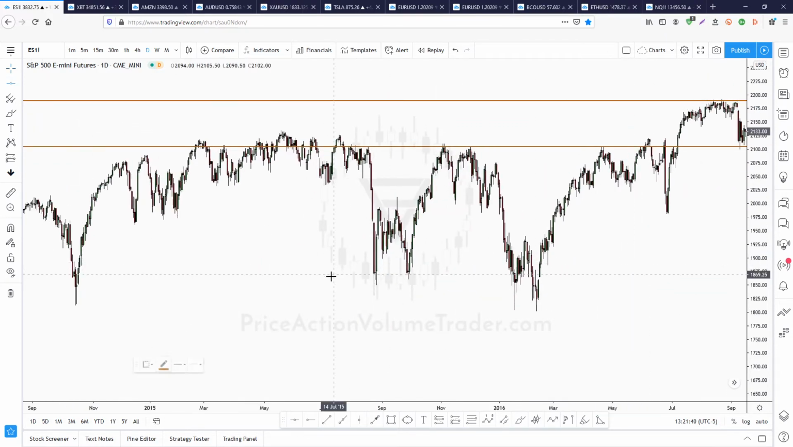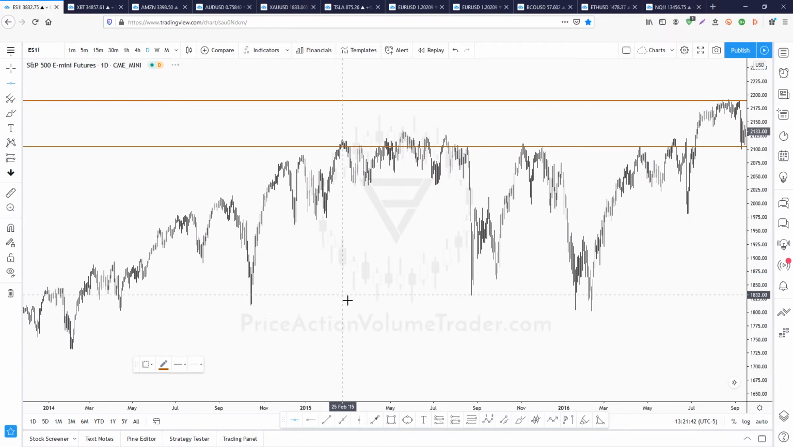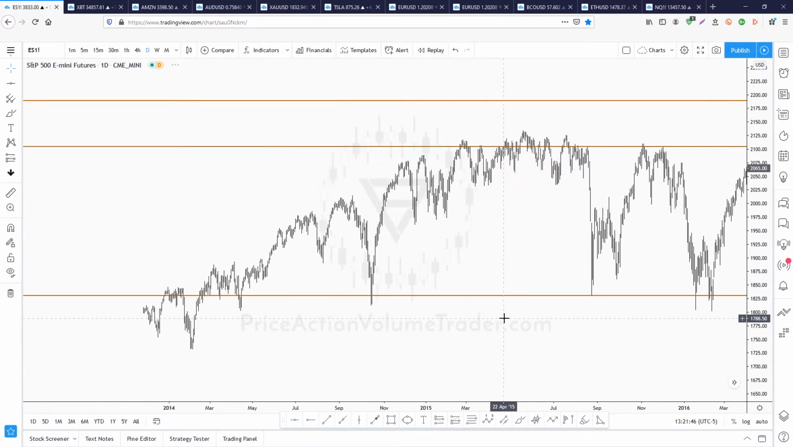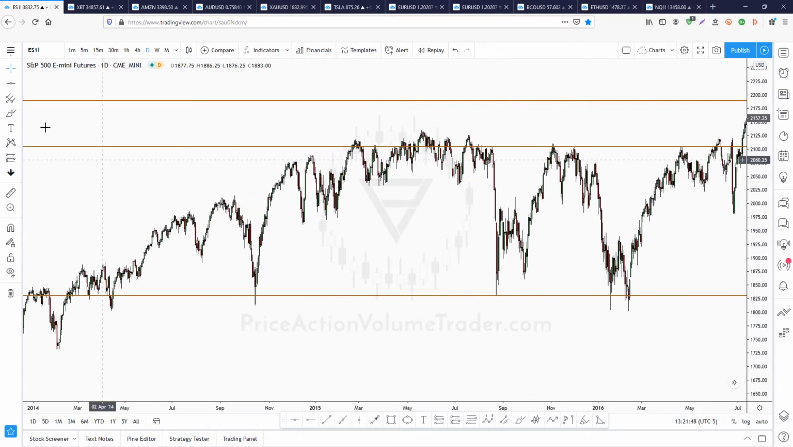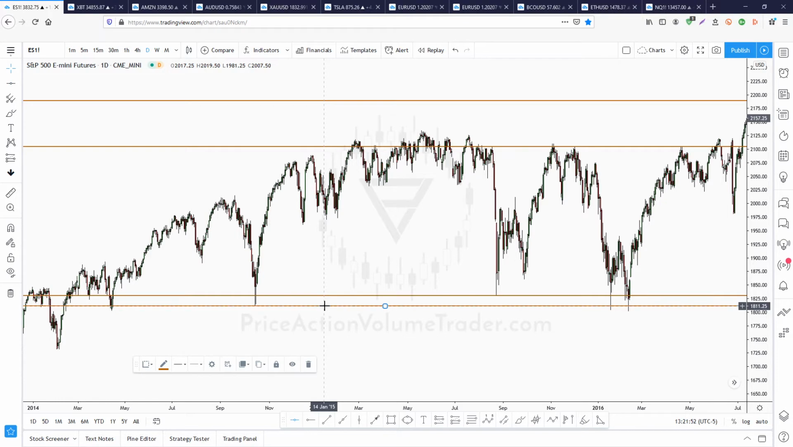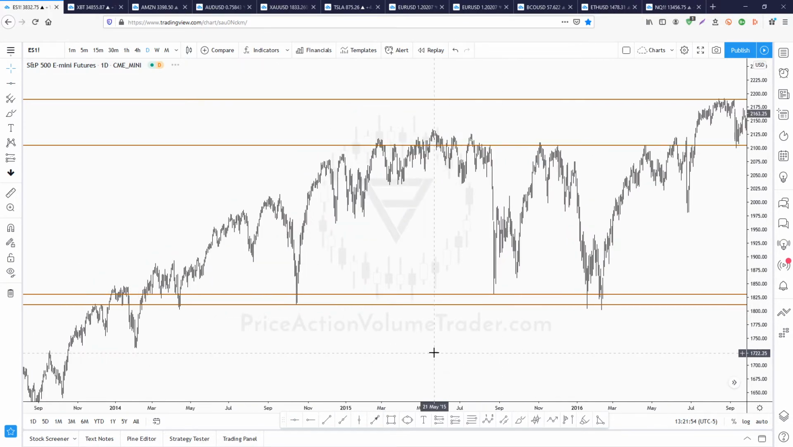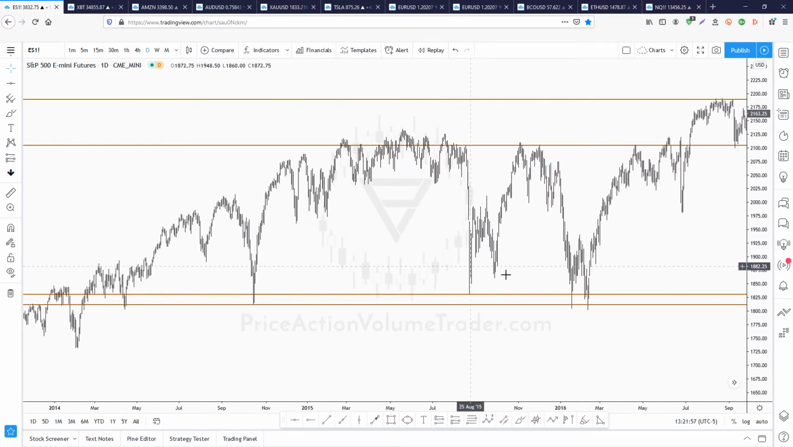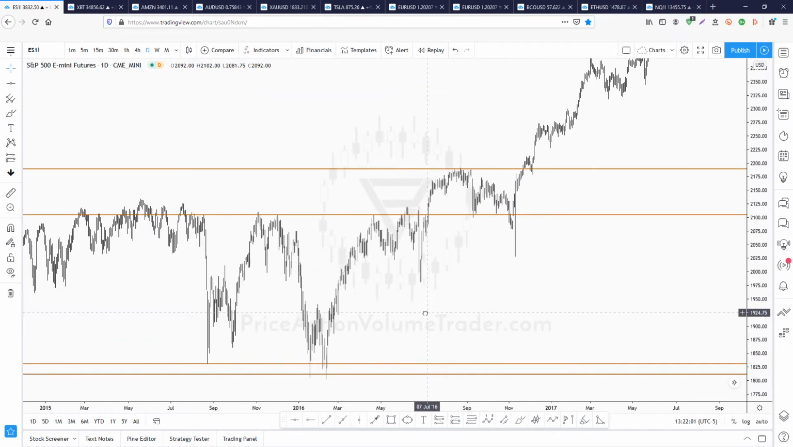The same thing below here, even though we have sort of a wide area, but we can see how in general all this were important support levels right here, where we see buyers just overwhelmed sellers.